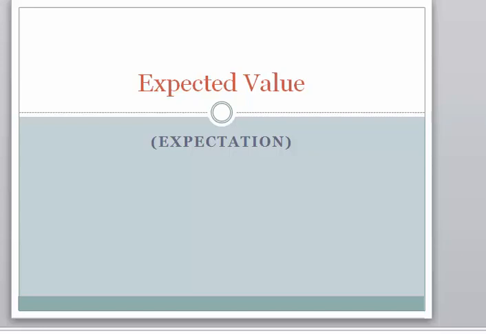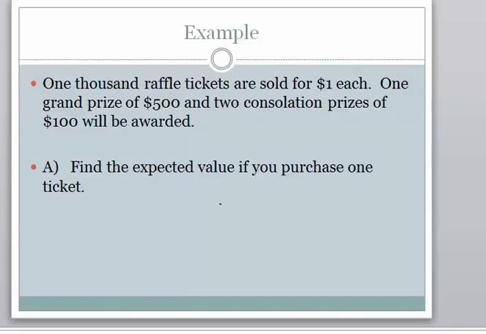We'll now look at an example for expected value or expectation. 1,000 raffle tickets are sold for $1 each. The grand prize of $500 is awarded and 2 consolation prizes of $100 will be awarded. Find the expected value if you purchase 1 ticket.